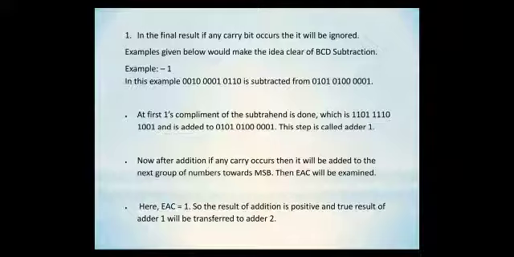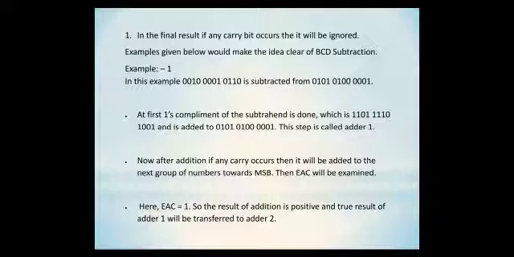Ones complement means in place of 1 we write 0, and in place of 0 we write 1. That is, 1 replaces 0 and 0 replaces 1. So that is the ones complement method, and then we add it to the minuend. This is step 1, called adder 1.